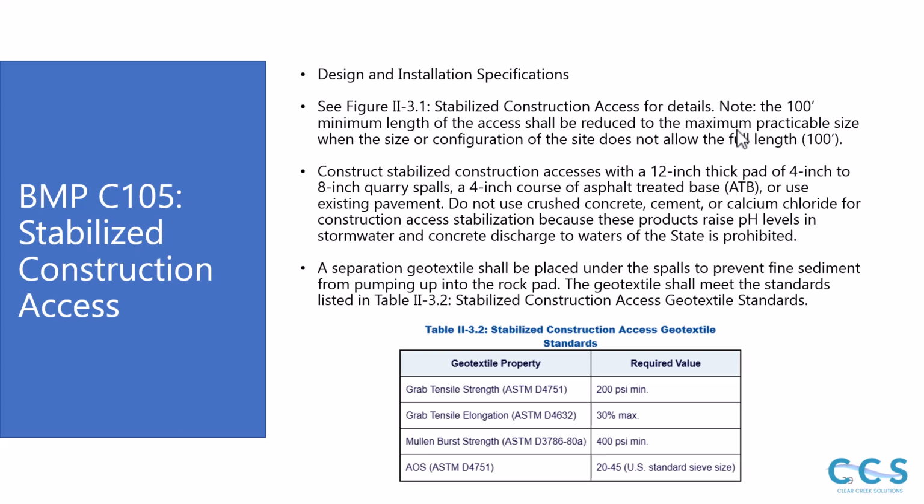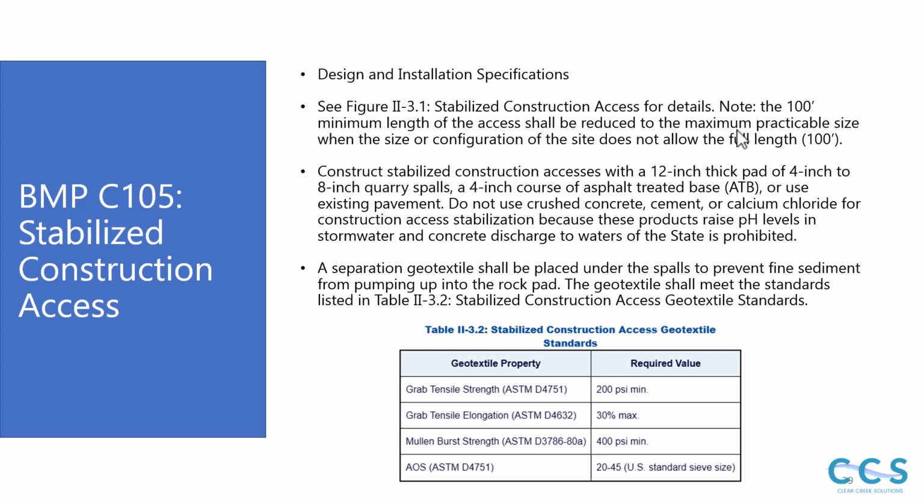A separation geotextile shall be placed under the spalls to prevent fine sediment from pumping up into the rock pad. The geotextile shall meet the standards listed in Table 232, which we can see down below, for stabilized construction access geotextile standard. And so we can see each geotextile property here and the required value.